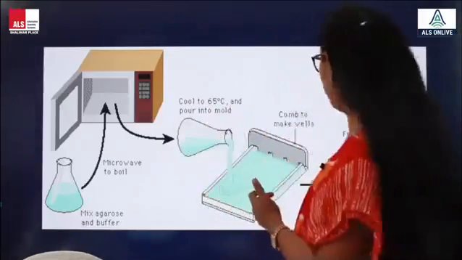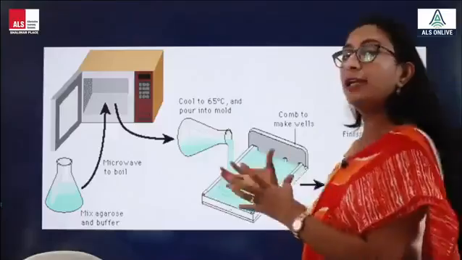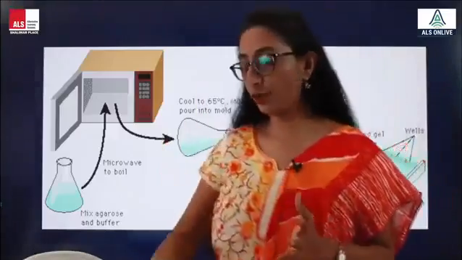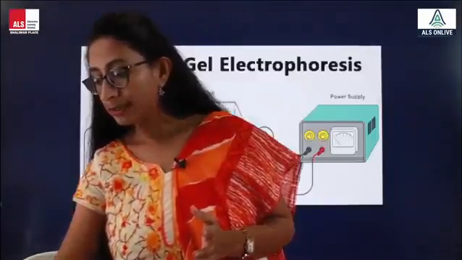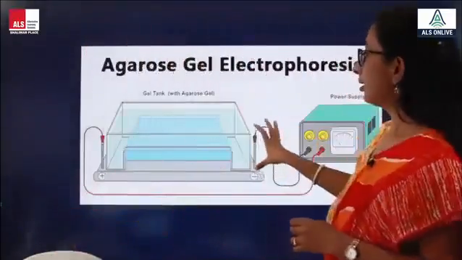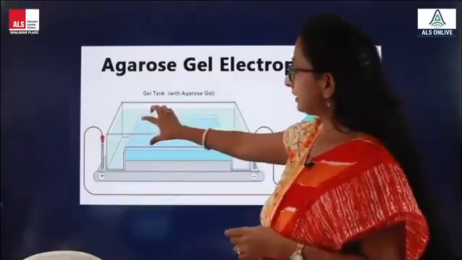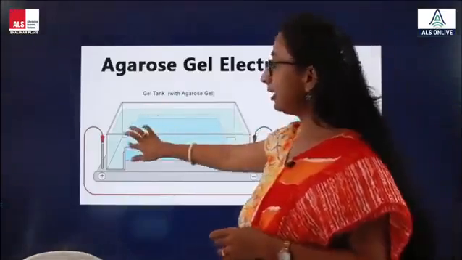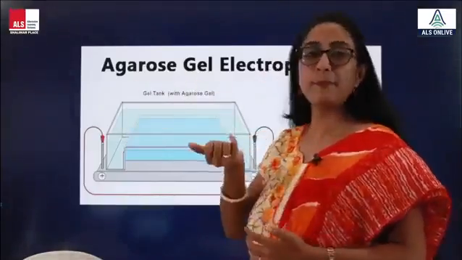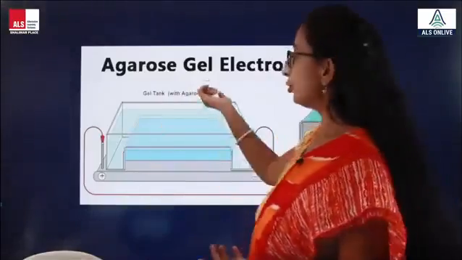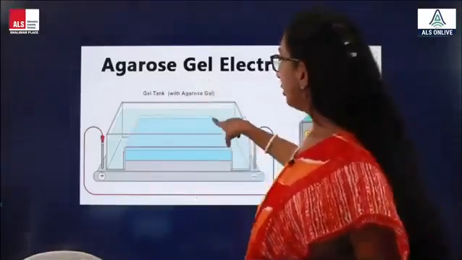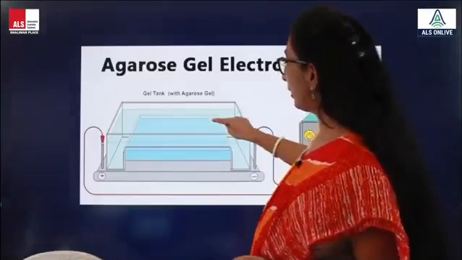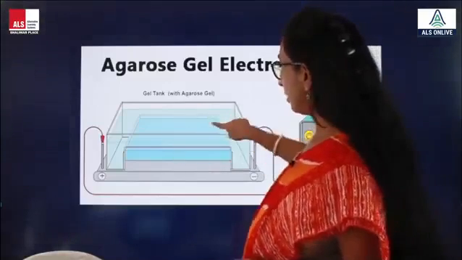After loading your sample, you will keep it inside the electrophoresis unit. I will show you how the electrophoresis unit looks like. See, this is the electrophoresis unit. You will take that slab and place it inside the electrophoresis unit, and inside the unit only you will load the samples. You will not load it outside. Using the micro pipette, we load the samples. This one doesn't have the wells, so ignore that. There will be wells in this agarose gel.